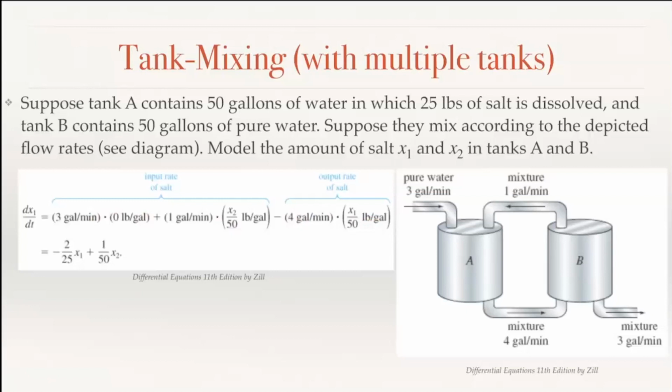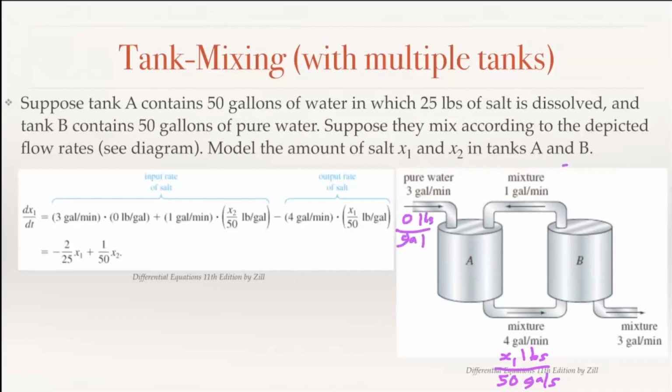So we have 4 gallons a minute flowing from A to B, and the concentration in that is x1 pounds of salt dissolved in that tank, and there are constantly 50 gallons in that tank. Notice that the net input and output are identical. It's a total of 4 gallons a minute in and then 4 gallons a minute out. So it stays at 50 gallons of water. So that's our pounds per gallon there. Flowing in here, that was fresh water, that's 0 pounds per gallon.